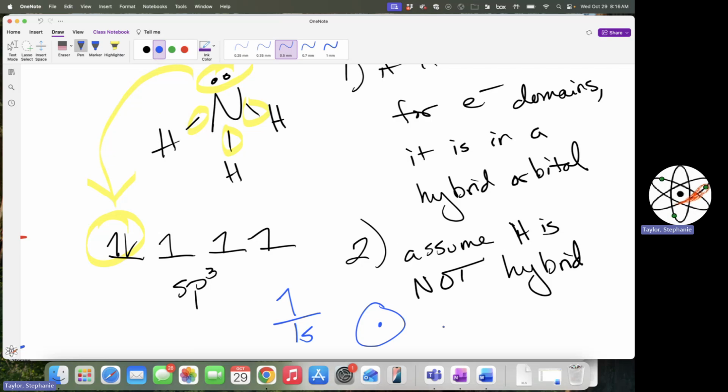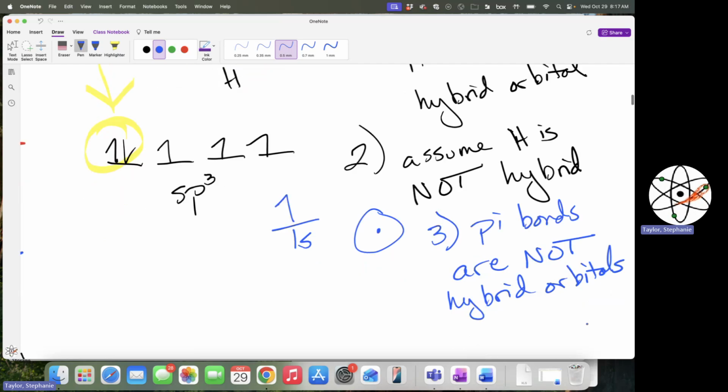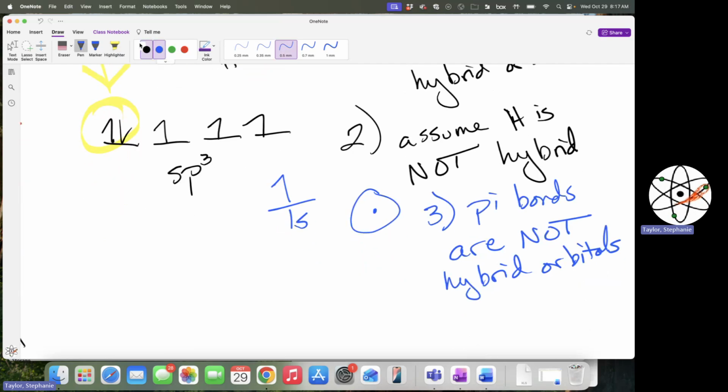Then the other piece of this is pi bonds, and I need a different molecule for this. Pi bonds are not hybrid orbitals. Let me show you what I mean by that. We were just looking at pi bonds and the fact that you needed two overlapping p orbitals. So if I'm trying to describe this, we'll just do all hydrogens to make my life a little easier.